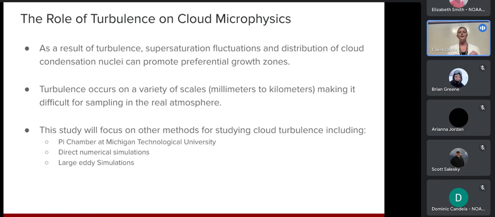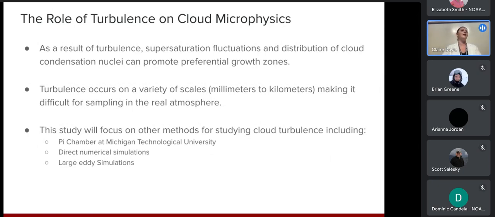However, studying this process is a challenge because on one side you have processes like entrainment and mixing, which are occurring at large scales. And then you also have these small microphysical processes, which are occurring on sometimes a millimeter scale. And so this is really difficult to sample in the real atmosphere.